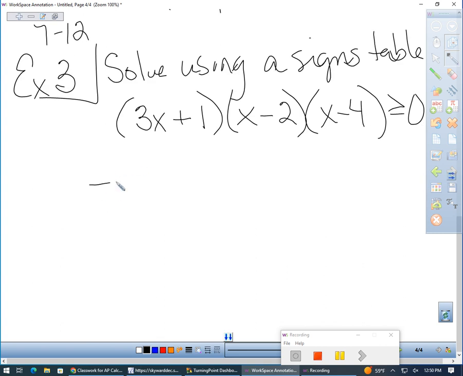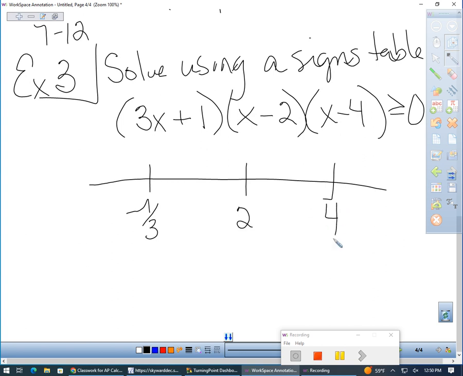All right. So on my signs table, I'm going to have 3 zeros. How do I know there are 3 zeros? Yeah, there's 3 factors, right? Okay. So my zeros for the first one, this one is negative 1/3. This one is 2 and that one is 4. Again, make sure you put them on the signs table in numerical order. So I have negative 1/3, positive 2, and positive 4.